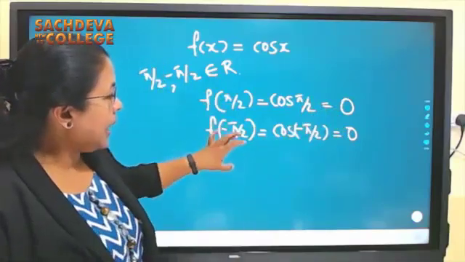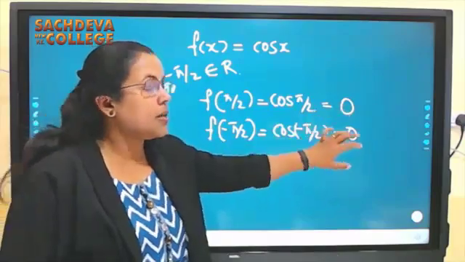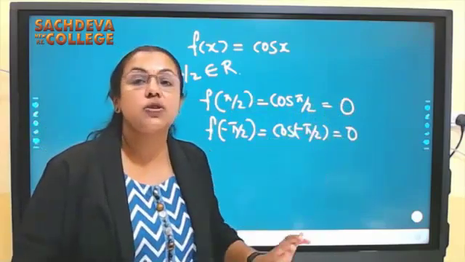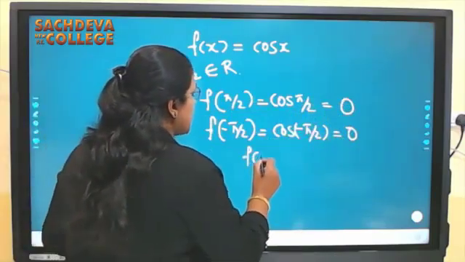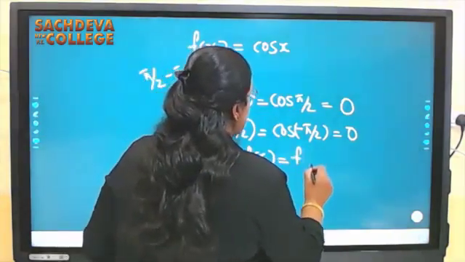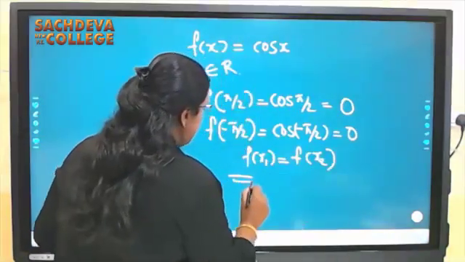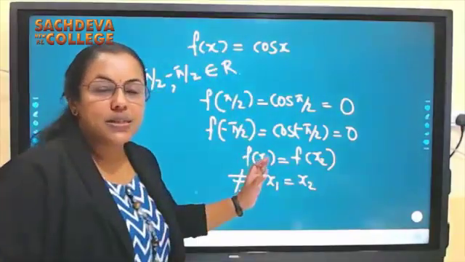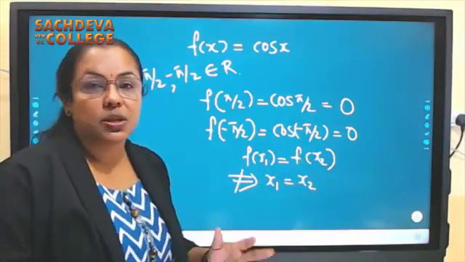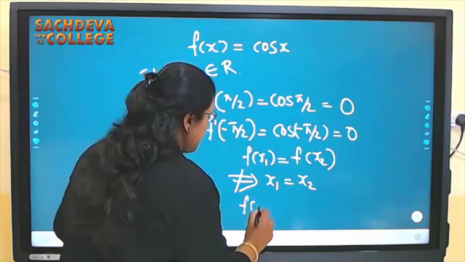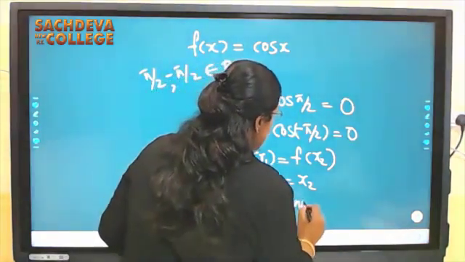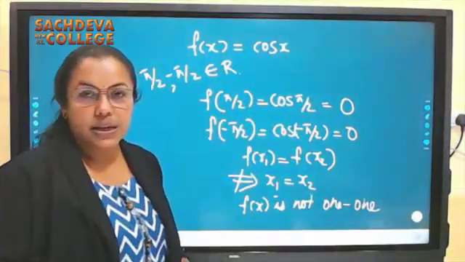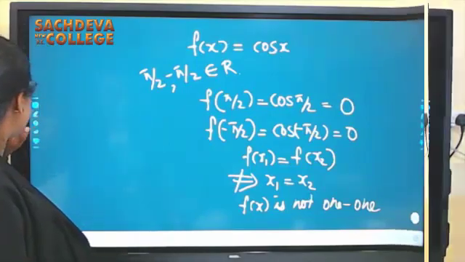अभी हमको क्या मिला? एलिमेंट्स डिस्टिंक्ट है लेकिन इमेज सेम है. डिस्टिंक्ट एलिमेंट को सेम इमेज मिल गया तो क्या होगा? f of x1 is equal to f of x2 does not imply x1 is equal to x2. डिस्टिंक्ट एलिमेंट्स को डिस्टिंक्ट इमेज नहीं मिला. इसका मतलब क्या होता है? Therefore f of x is not 1 to 1. Not 1 to 1. Okay? Is it clear?